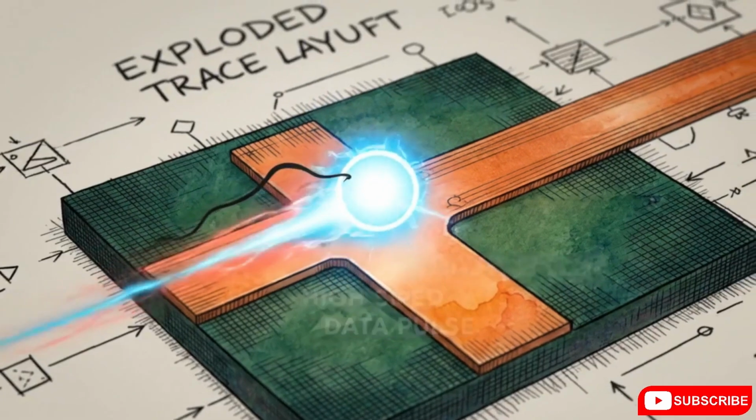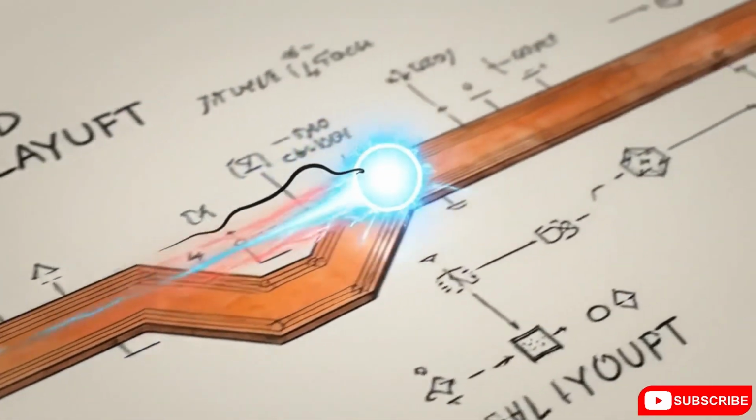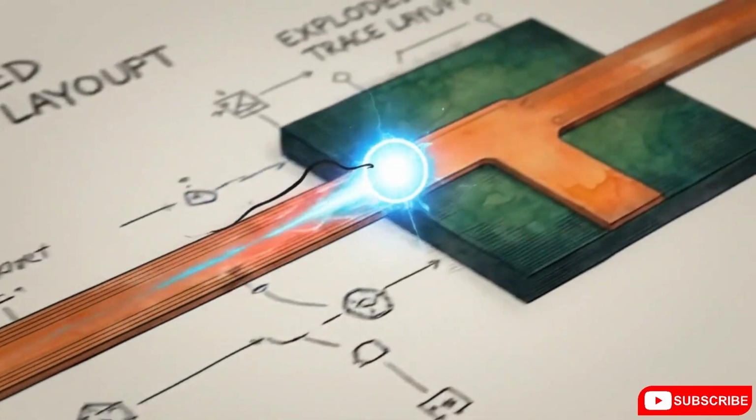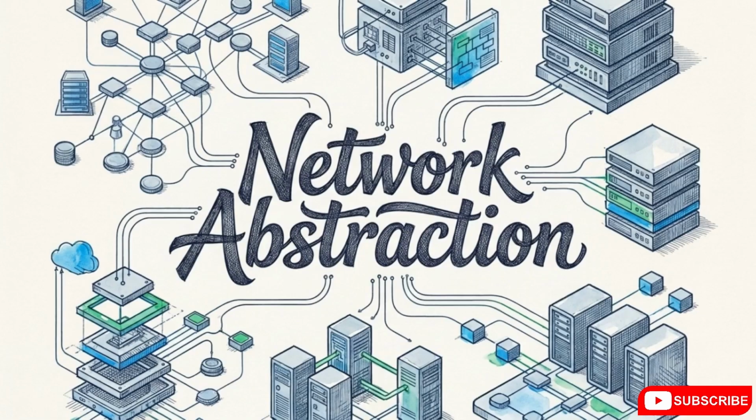A developer types a single line of code and triggers an action on a server sitting 3,000 miles away. To the person at the keyboard, the process is seamless. They ask for data, and the data appears. This seamless experience is an engineered illusion.